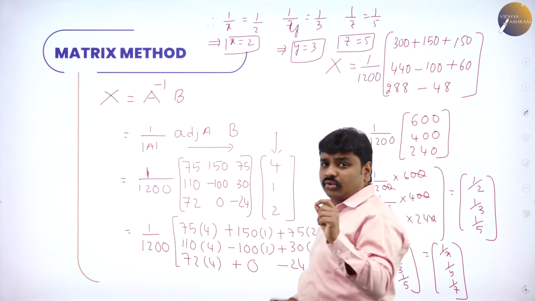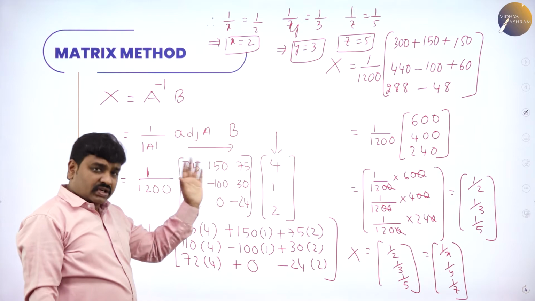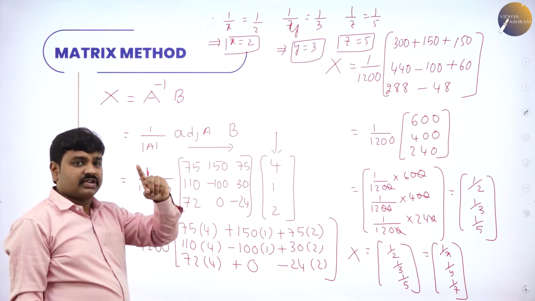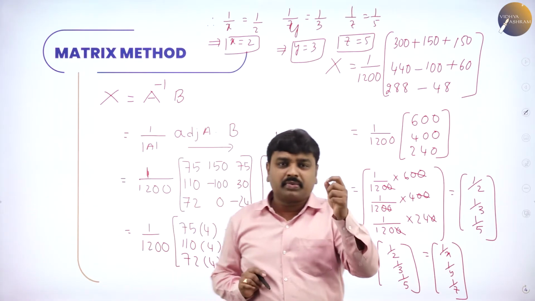I always told you, after you get x, y, z, substitute in any one of the LHS of the equations given, so it should give RHS. Substitute it in the LHS of the first equation, you will get RHS. So it's a special problem, we have done it. So what was the given problem?